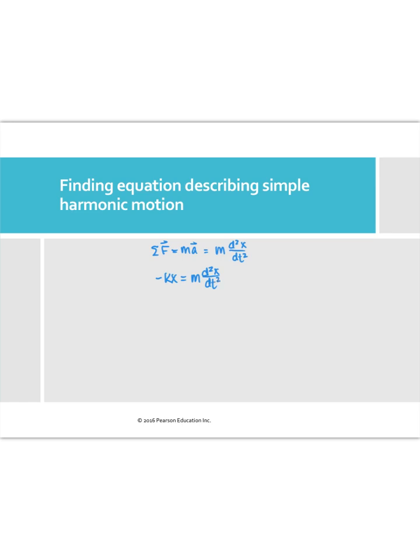Remember, I wanted to figure out what x was, so I want to write it the other way. I'm going to write the second derivative of x with respect to time, d squared x over dt squared, is equal to minus k over m times x. And you're probably looking at this and thinking, what the heck?